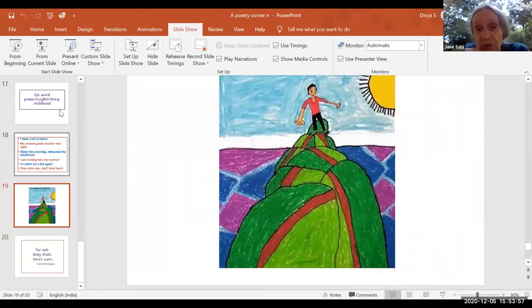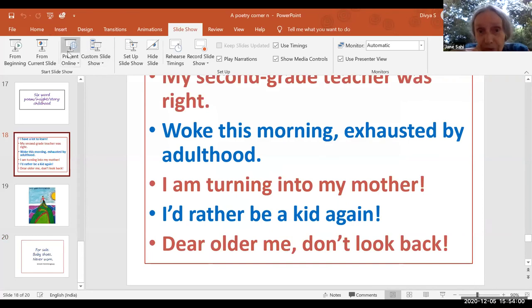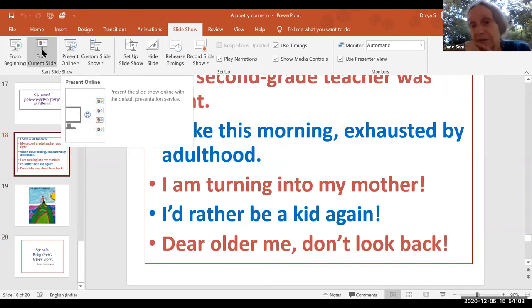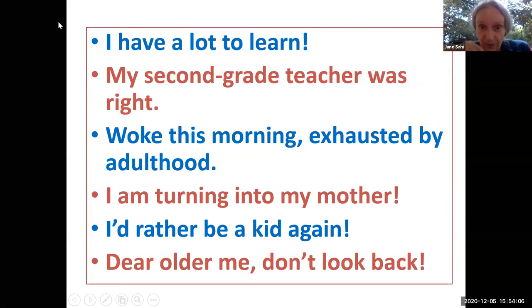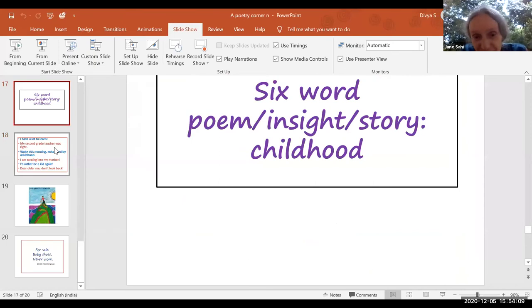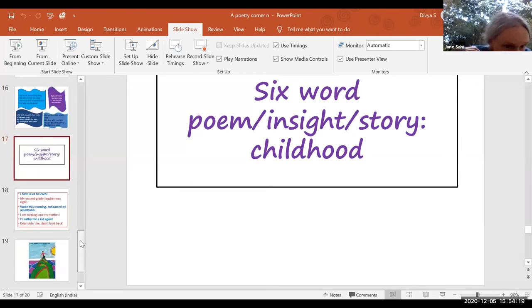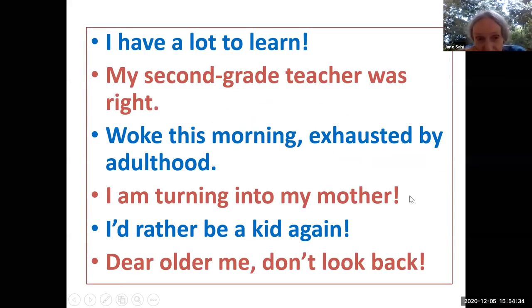Can we look at the first one? The slide before this. Woke this morning, exhausted by adulthood. Dear older me, don't look back. So these are exactly 6 words. And it's very amazing what can come. Can we move on to the next slide? I'm turning into my mother. Could we move on to the next slide?